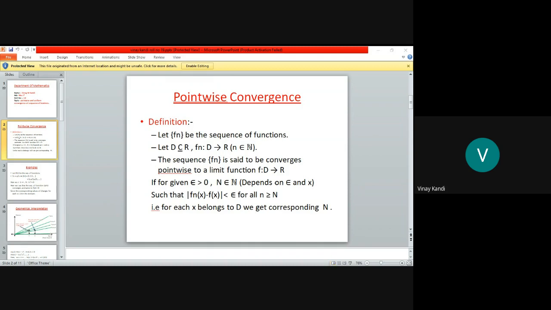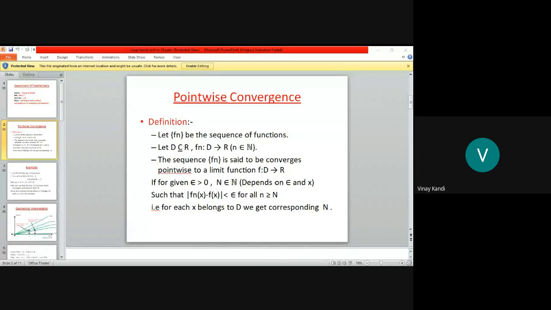Okay, let fn be a sequence of functions. Suppose your fn of x is x upon n. So the sequence fn will be f1, f2, f3, up to and so on. Put n equal to 1, 2, 3 and so on. F1 will be x, so f1 is x, f2 is x upon 2, f3 is x upon 3.